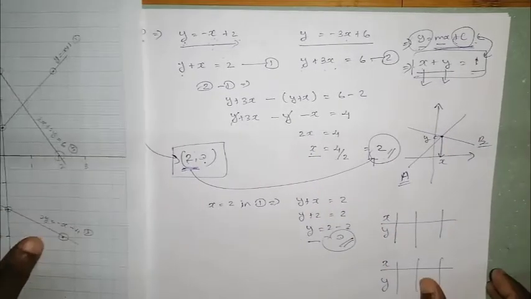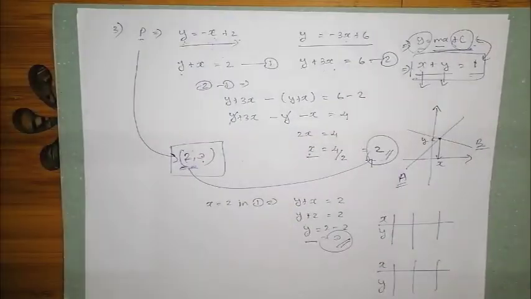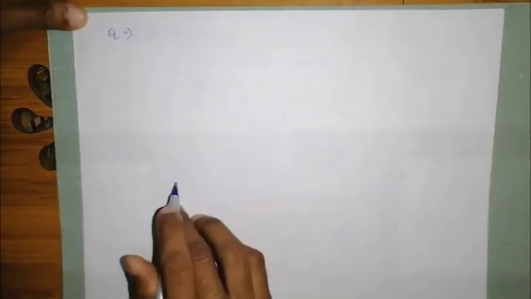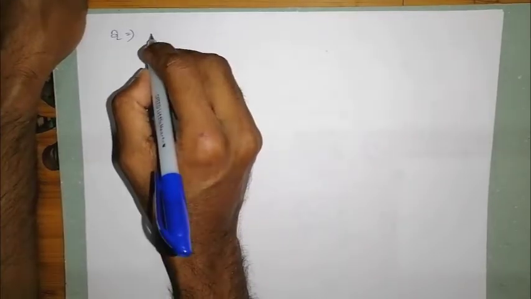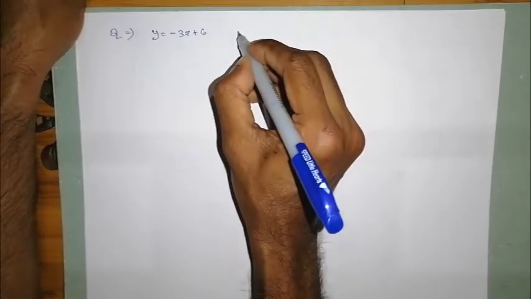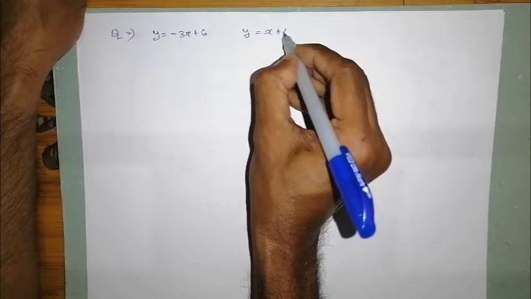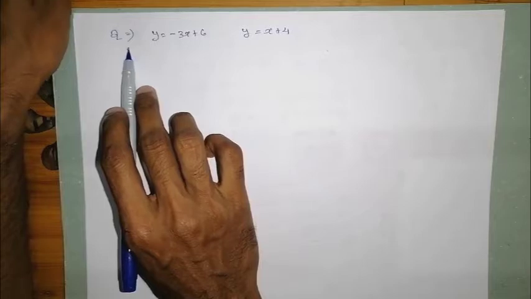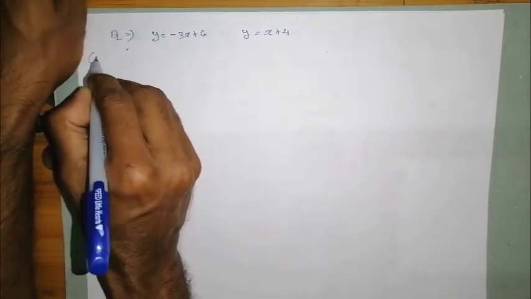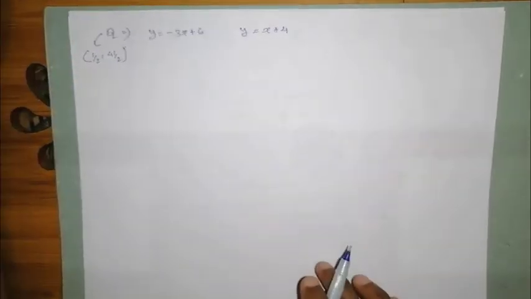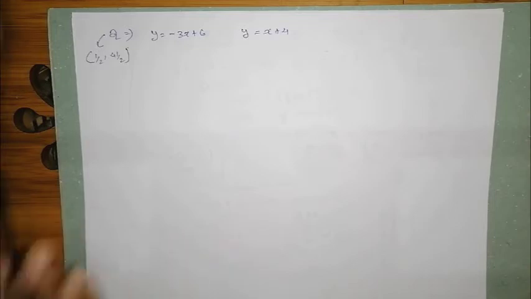Okay, we'll do the second part also so we get familiar. The second part: finding the coordinates of Q. The equations y = -3x + 6 and y = x + 4 are the straight lines intersecting at Q. The coordinates of Q we selected were (1/2, 4 and 1/2). So that's what we selected using the previous theories.